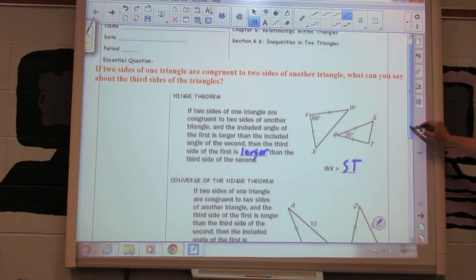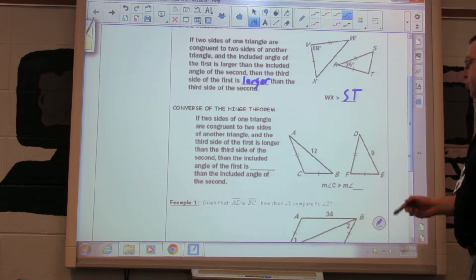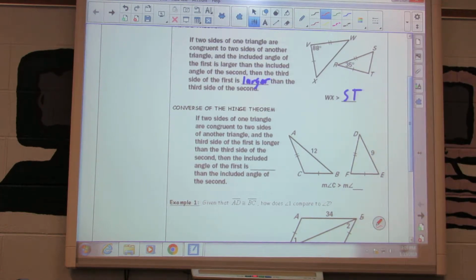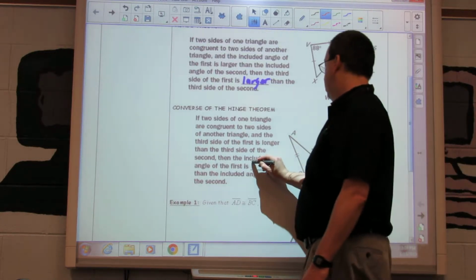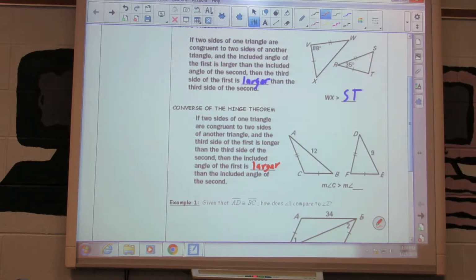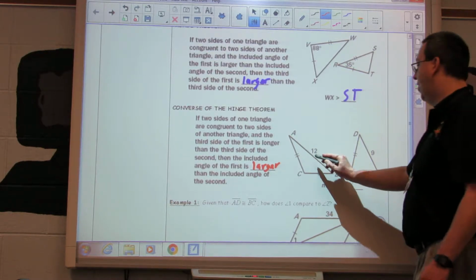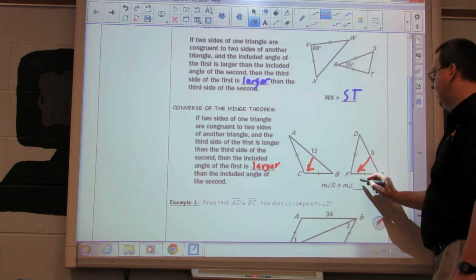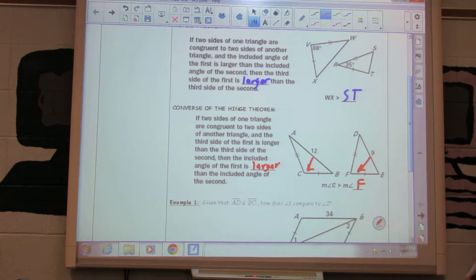The converse also works here. If two sides of one triangle are congruent to two sides of another triangle, just like we had before, and the third side of the first is longer than the third side of the second, then the included angle of the first is larger than the included angle of the second. So 12 is bigger than 9. The angle opposite the 12 is C, and the angle opposite the 9 is F. So angle C is bigger than angle F.